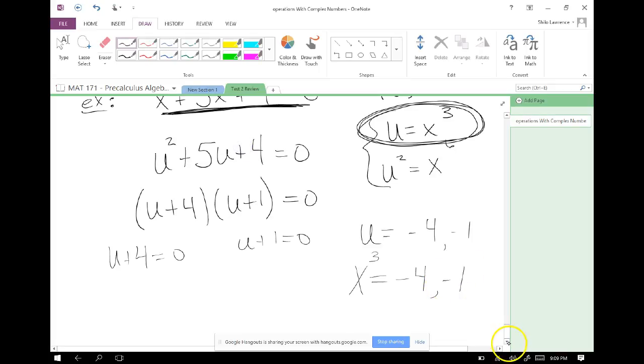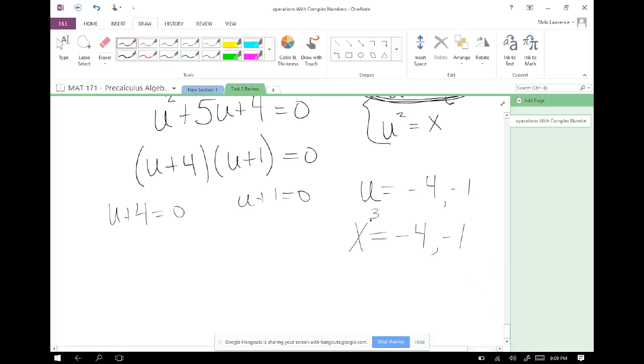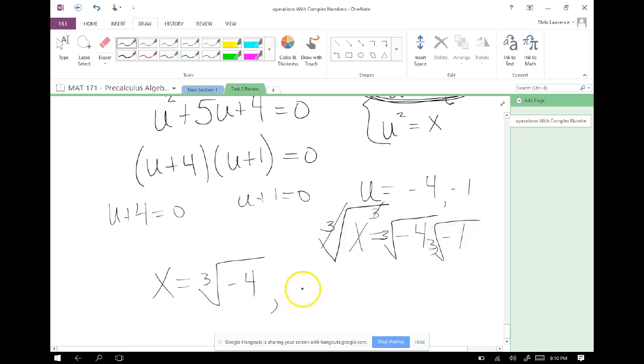And I've got one more step to do. So if I know what x cubed is, I need to figure out how to solve for x. So if a square root will cancel off a square, I'm going to use a cubed root to cancel off a cube. So I'm going to take the cubed root for each of these numbers. So x is the cubed root of -4, which doesn't simplify nicely. We're just going to leave it like that. The cubed root of -1, if you type that in your calculator, the answer is -1.